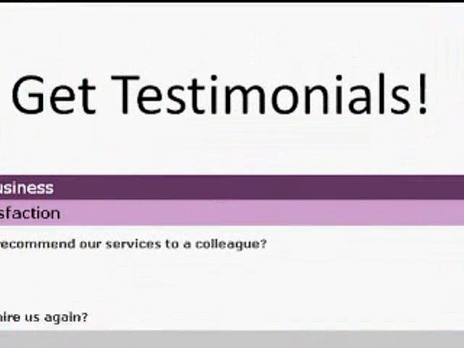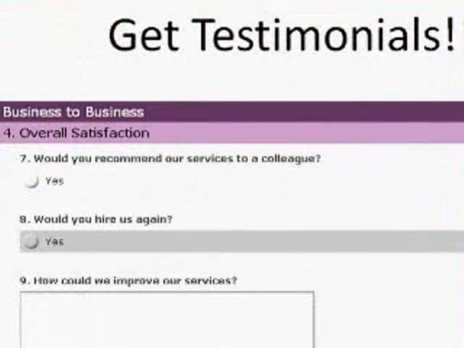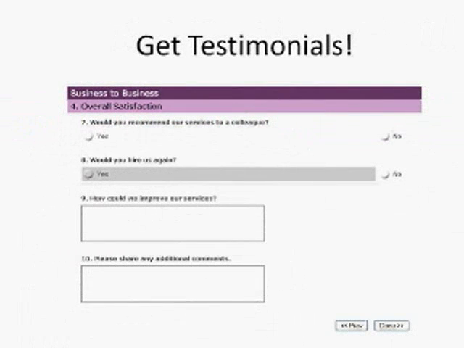Problem number 5, they missed a golden opportunity to ask for testimonials. They used a good satisfaction question, would you recommend our services to a colleague, but they missed the follow-up. We have a testimonial generator that starts with a question like this and then asks the respondent to tell us what it is they'd say about the product or the service. That's a great way to get testimonials. I used that with a client recently to get more than 100 testimonials for her.